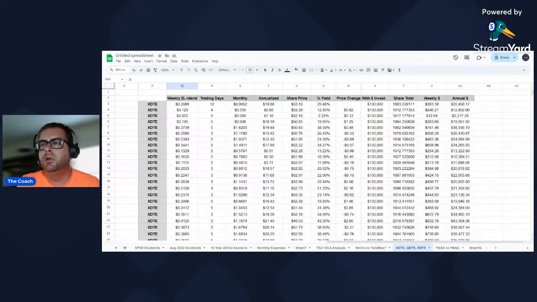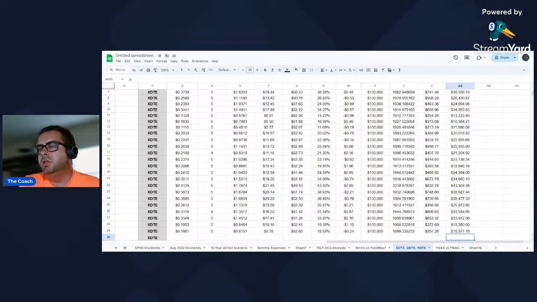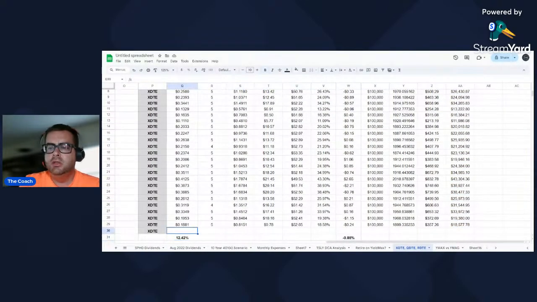Okay, so for those of you that are new, what we do for each fund, we type in the weekly dividend, the number of trading days, we make it monthly, we annualize it, we take the share price, calculate the percent yield, the price change with a hypothetical $100,000 invested. These are the number of shares it would get us, and this is the weekly income, then the annualized income, which changes on a weekly basis based on what the dividend is. So for this week for XDTE, we did get a slight increase.